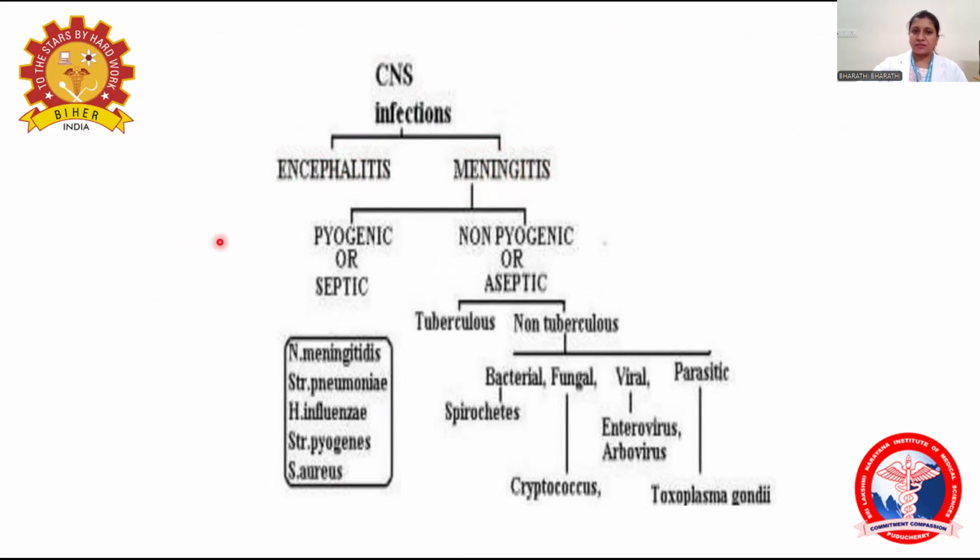Among the meningitis, it is divided into pyogenic and non-pyogenic. Pyogenic means septic and non-pyogenic is aseptic. Among aseptic, it is further divided into tuberculous origin or non-tuberculous origin. And non-tuberculous origin is further divided into bacterial, fungal, viral, and parasitic. In bacterial, it is spirochetes. Fungal, it is Cryptococcus. Viral, it is enterovirus. Parasitic, it is Toxoplasma gondii.